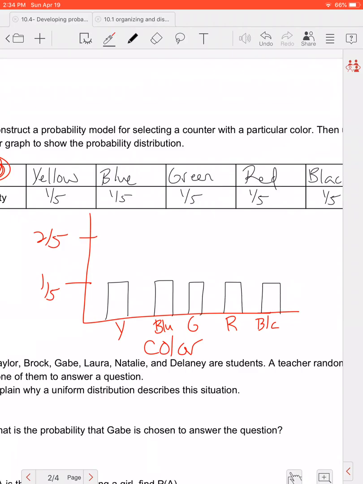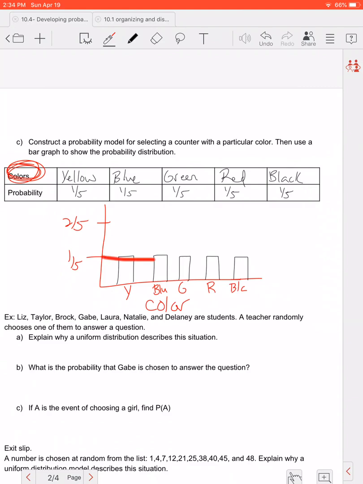Again, because it's uniform probability, all my bars are going to be exactly the same height. Okay? There's not going to be one way up here. Okay? Uniform, all the same. So across the board, we should look the same. So across these probabilities here, it should all look the same.